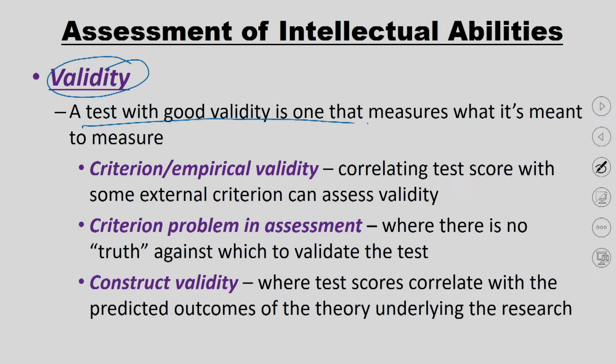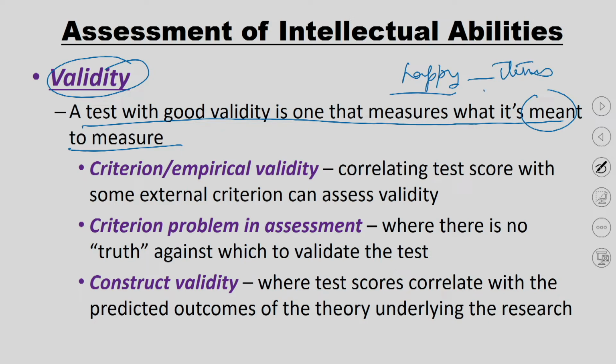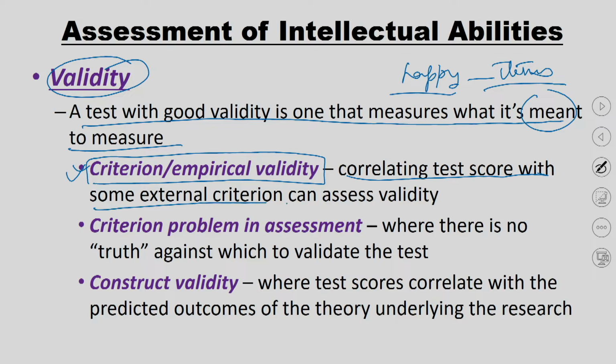A test with good validity is one which measures what it is meant to measure. So, if it is a test of happiness, it should have test items of happiness in it. Now, there are three types to look at validity. One is called the criterion or empirical validity. What is it? Correlating test scores with some external criteria can assess validity.